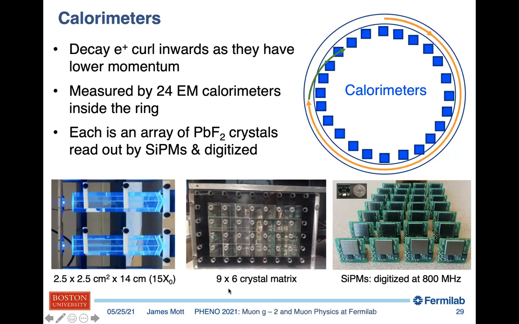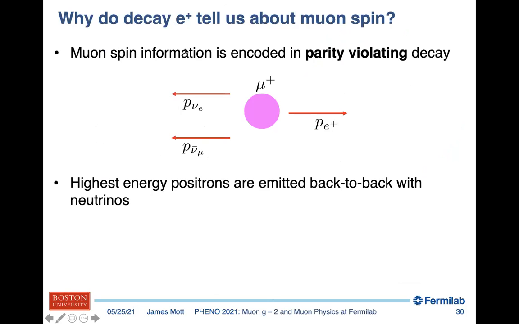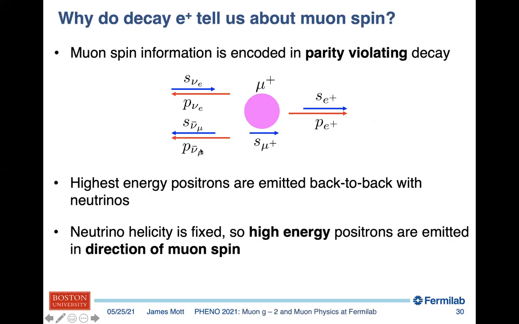Okay, so I said we wanted to measure the spin, but I've just told you we're measuring decay positrons. So why are we doing that? Well, it turns out nature's been kind to us and encodes the spin information due to parity violation. If you just imagine a muon at rest here, you have the highest energy positrons going back to back with the neutrinos, and then you can draw on your spin arrows. These guys are going to cancel each other out. And then what you find is that this highest energy positron is emitted in the same direction as the muon spin. So the idea is we just choose the highest energy decays, and they'll be pointing in the same direction as the spin. So we get information about how the spin is changing.